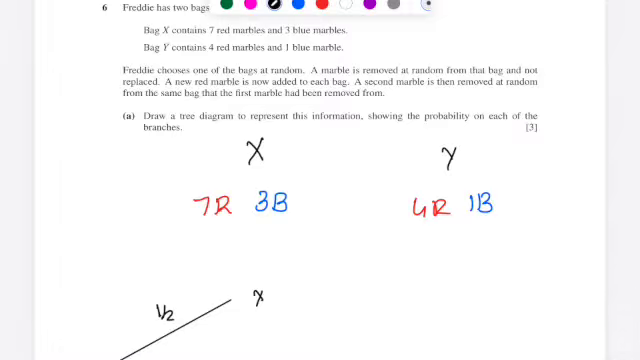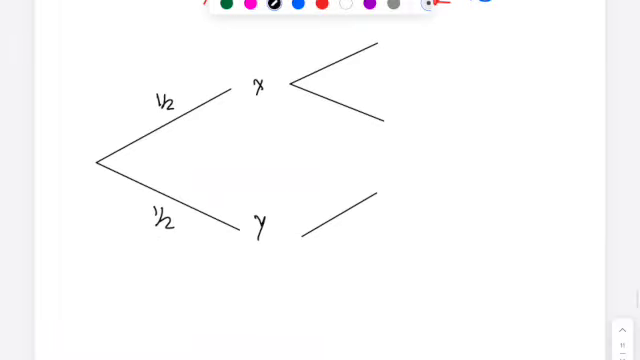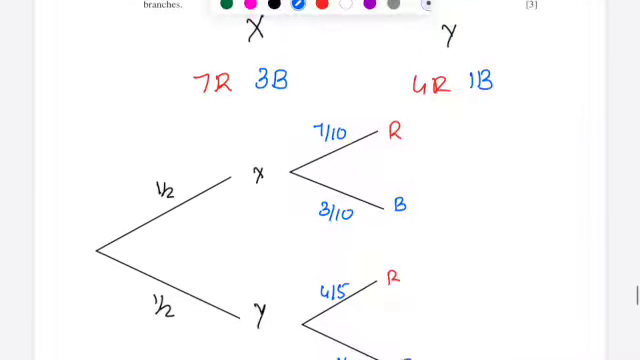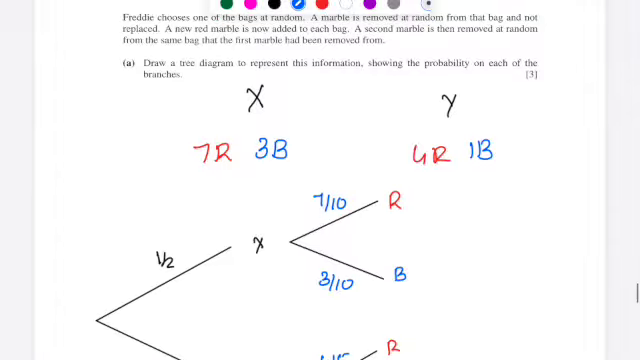Now what is it telling? A marble is removed at random from the bag and not replaced. So I am removing one marble from bag X, and also one marble from bag Y. It can be a red marble or a blue marble. Red marble probability is 7 upon 10 and 3 upon 10, 4 upon 5 and 1 upon 5. It is not replaced, so now it will become only 9 marbles. Now a new red marble is added.